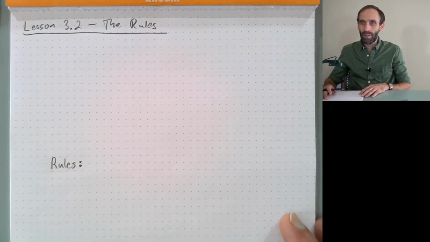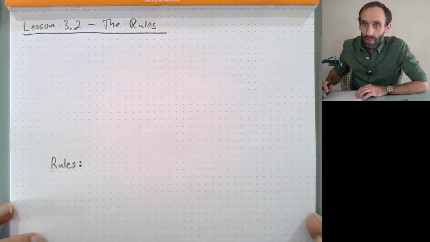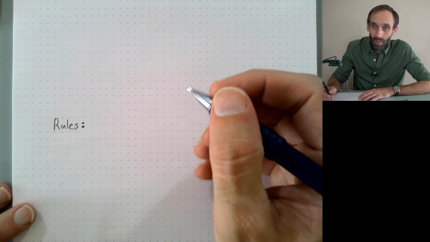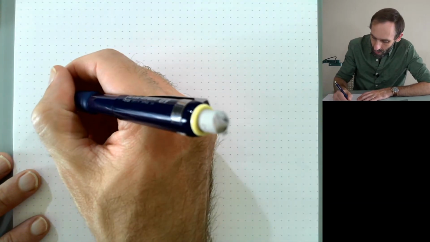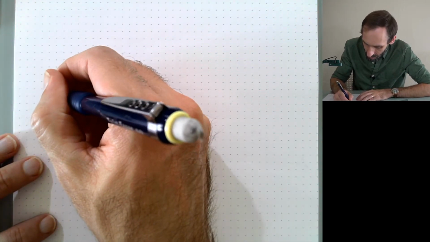Okay, so this is lesson 3.2, the rules, and I'm going to start a little bit down. I'm going to leave some space up here. It'll become apparent why later. So let's just start by listing the rules. What are the rules? And I've come up with 4 rules for geometric construction.